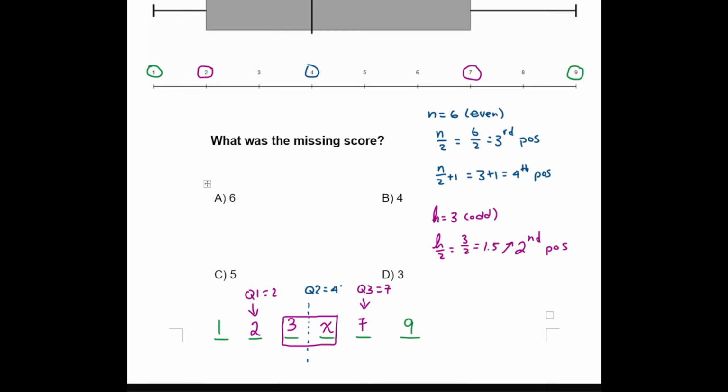So how do I find the average of two numbers? I add them up, 3 plus x, and I divide by the amount of numbers I'm adding together, which in this case is 2. And that's going to be equal to, like I said before, my Q2, my median, which is 4. So I cross multiply, I get 3 plus x is equal to 2 times 4. Okay, so 3 plus x is equal to 8. x is equal to 8 minus 3, which is 5. So this x right here is equal to 5. That is going to be the answer for question 2.